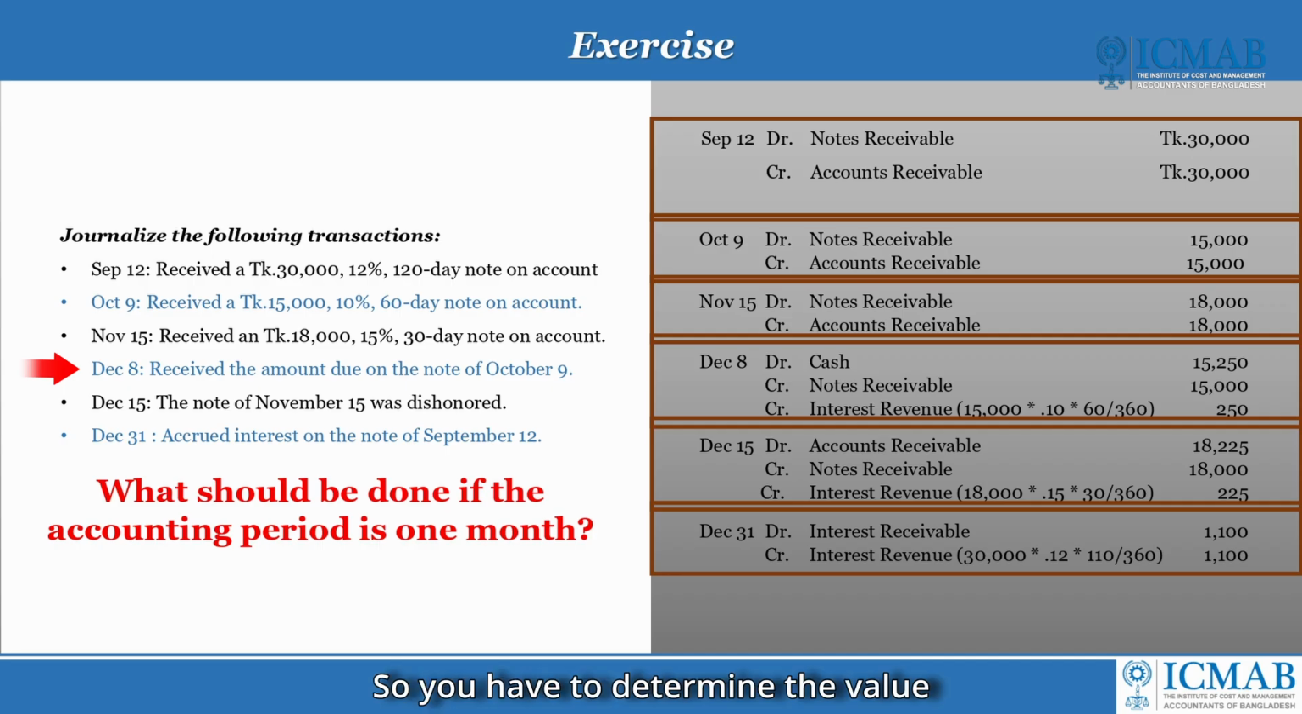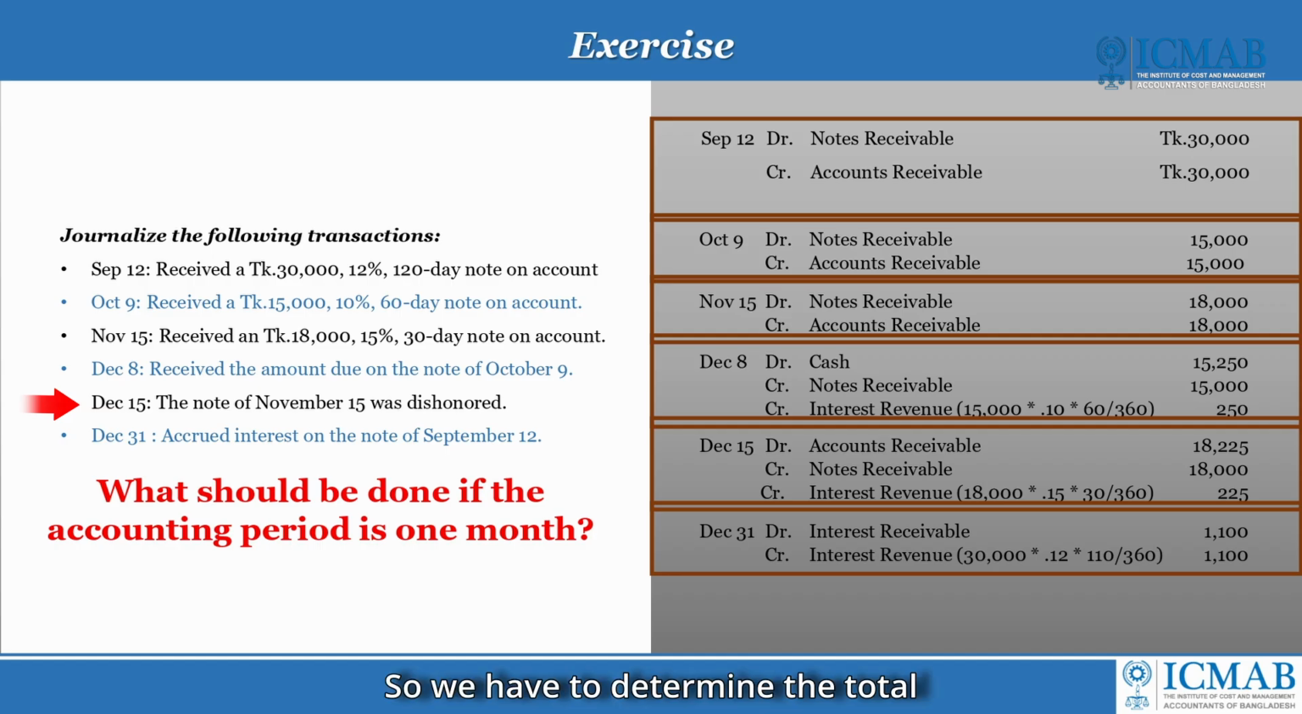So you have to determine the value of total interest revenue, and you can determine like 15,000 into 10% into 60 divided by 360 days. So the value of interest revenue would be 250. So the journal entry should be cash account debit 15,250, note receivable account credit 15,000, and interest revenue account credit 250. Then on December 15th, the note of November 15th was dishonored.